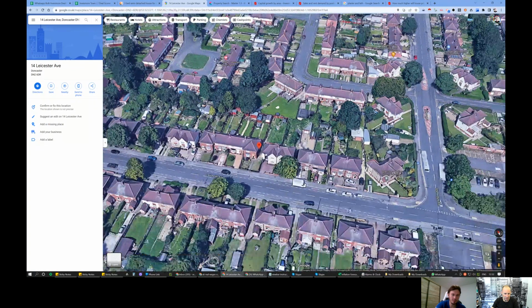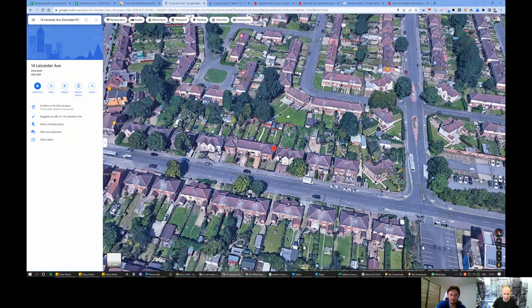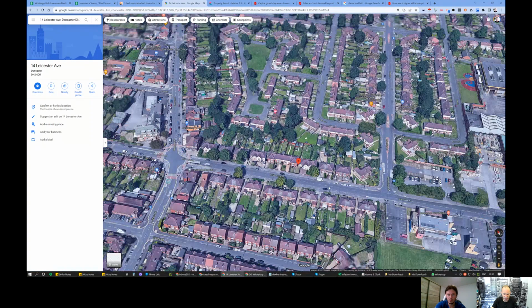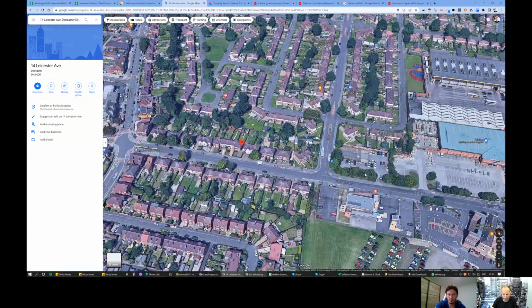Yeah, great. Very nice, quiet street, big boulevard. You may or may not like that. I'm indifferent. The fact is, it's a slow road, and that's what really counts.